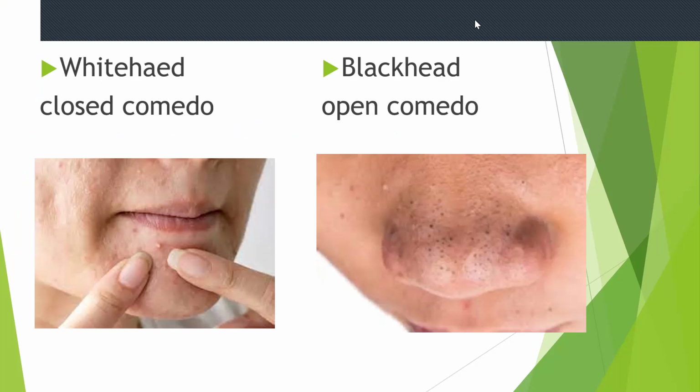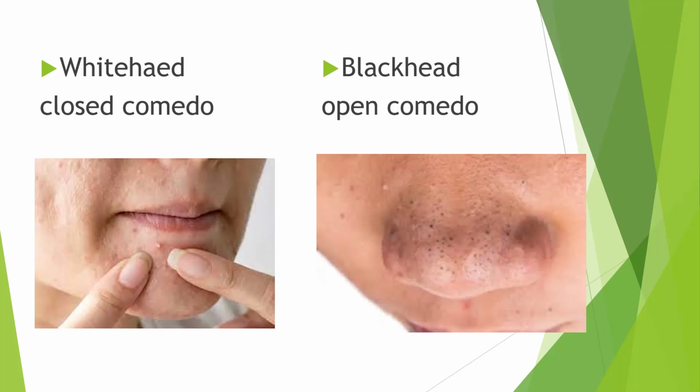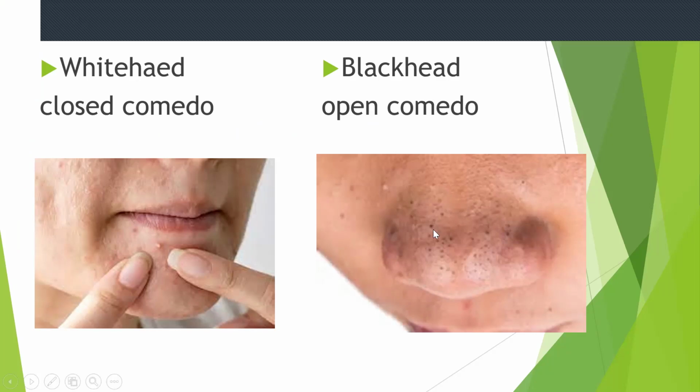For acne, you normally see two different types. One is the whitehead, the other is called the blackhead. The difference is that one is closed, when the skin is closed, which means the sebum is underneath. And when the skin is open, dust accumulates in the pore and can cause the color to become black.